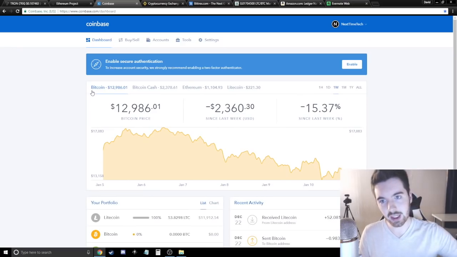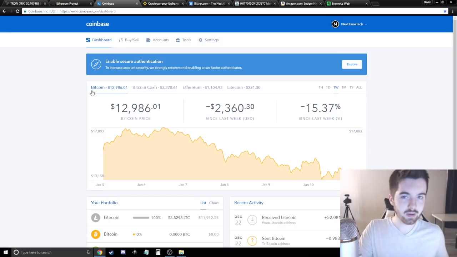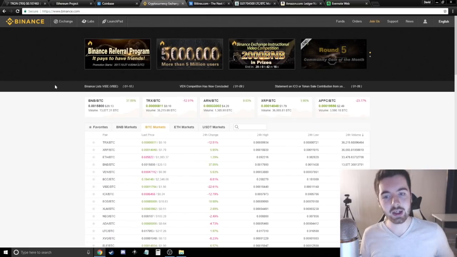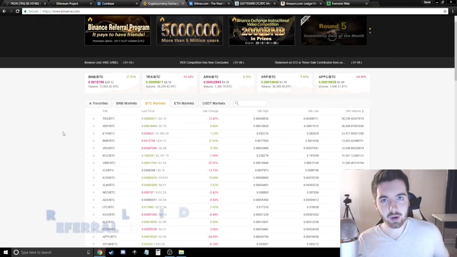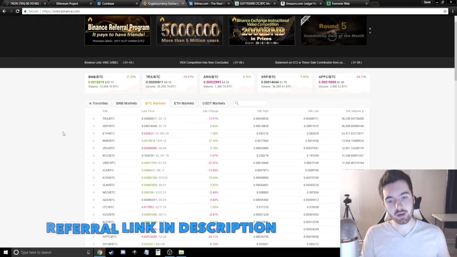So your initial investment is going to be probably Bitcoin or Litecoin or even Ethereum. You're going to send it to an exchange, and then on that exchange you're going to be able to buy the coin that you want. So I recommend signing up for a Binance account. I'll have a link in the description.